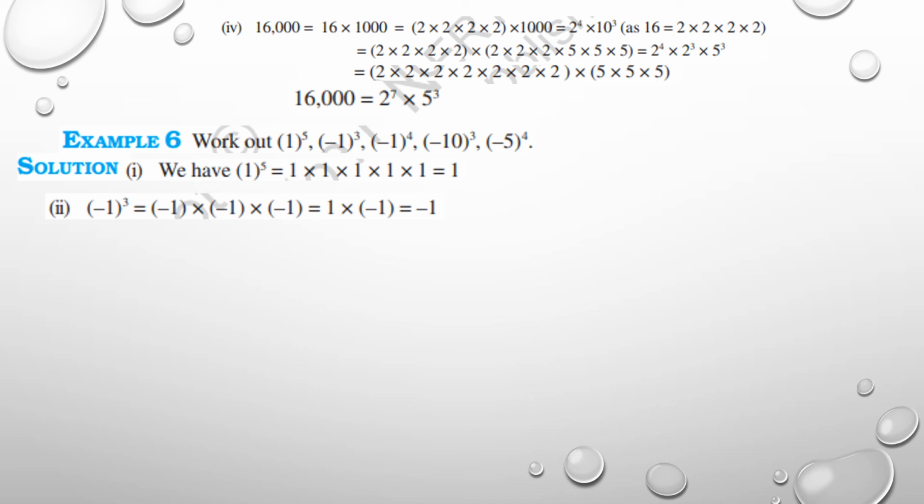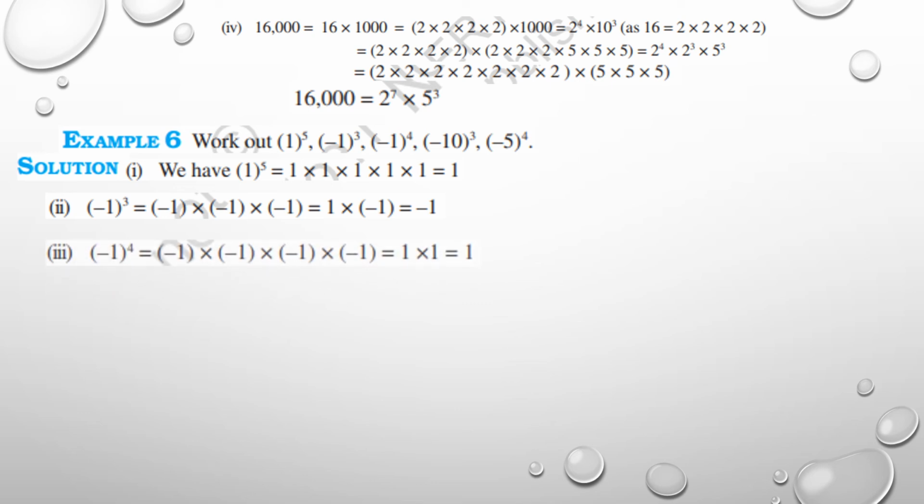Second question, negative 1 raised to the power 3. That is negative 1 into negative 1 into negative 1. You know that negative 1 into negative 1 is positive 1. Positive 1 into negative 1 is equal to negative 1. That is, even number of times if you multiply a negative number, you will be getting a positive number. Therefore, here, first of all, we are multiplying 2 times. Therefore, it will become positive 1. And then again, one more time while we are multiplying, you will be getting negative 1.